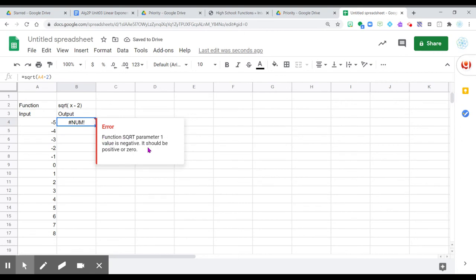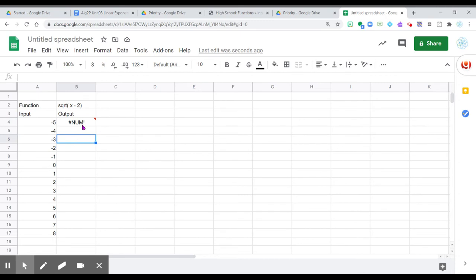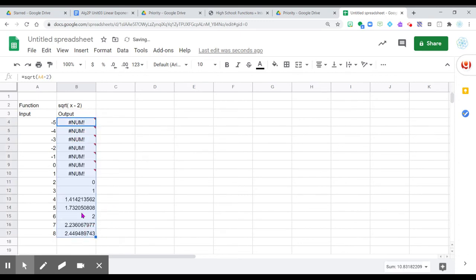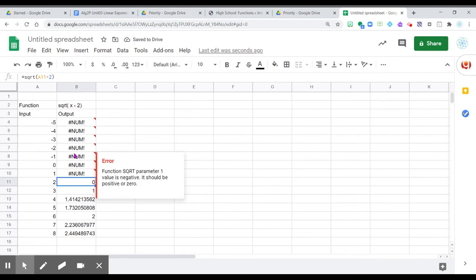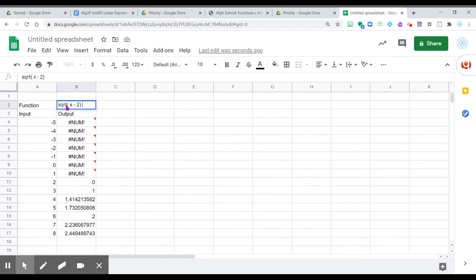Error. The function square root parameter value 1 is negative. It should be positive or 0. What does that mean? Let's see what happens as we pull this down. All of a sudden at 2, I start to get a value. So I have to begin to think about what that means in terms of a square root.